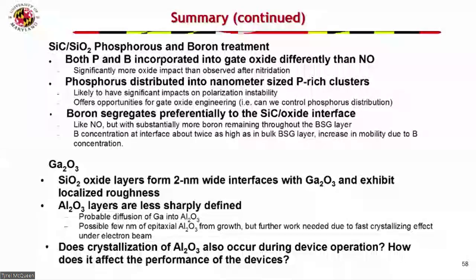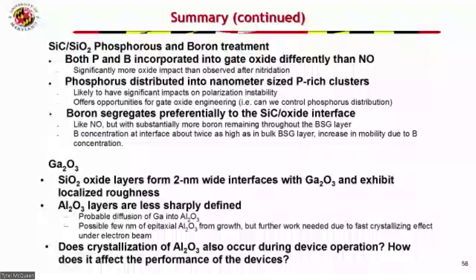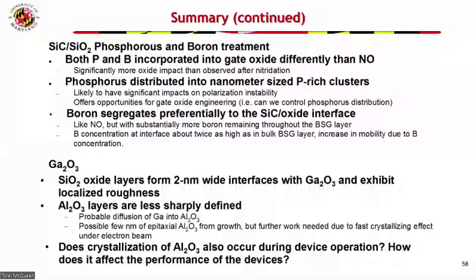And for the gallium oxide, we see that the silicon oxide has some roughness at the interface, but the interface is relatively narrow, about 2 nanometers wide. For the aluminum oxide layers, there's more diffusion of gallium into the aluminum oxide, and it gets worse upon annealing. And then we also observe this crystallization of the aluminum oxide under the electron beam, which raises the question of how this could affect devices. Could this also happen when the device is being used or whatever? That would have to be determined later.